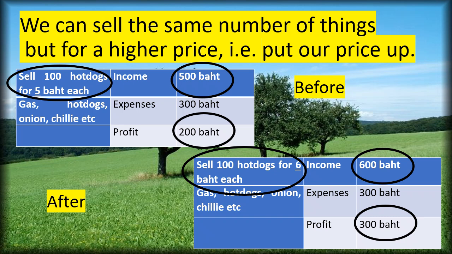We can sell the same number of things, but for a higher price. That is, we put our price up. So here we have an example. In the before case at the top, we sell 100 hot dogs for 5 baht each. Our income is 500 baht, and our profit is 200. And then in the bottom one, the after case, we sell 100 hot dogs for 6 baht each. Our income is 600, and our profit is 300.